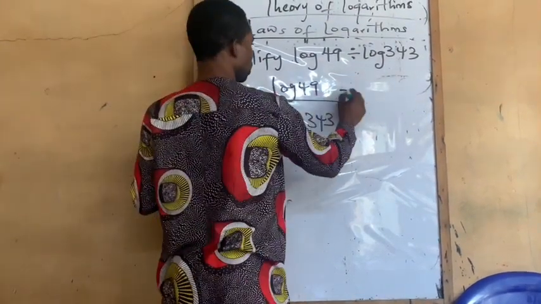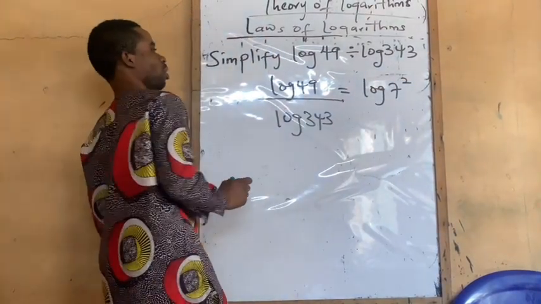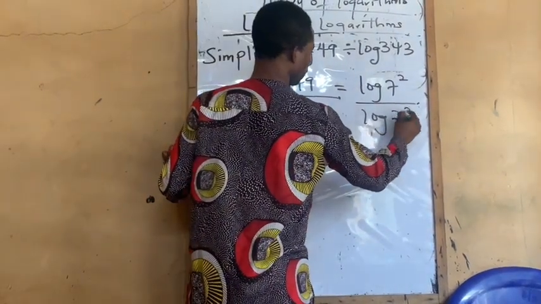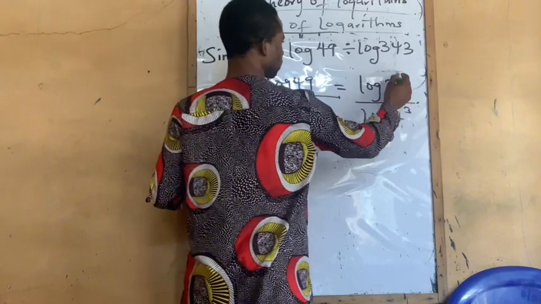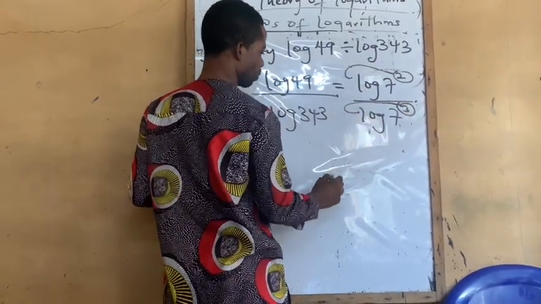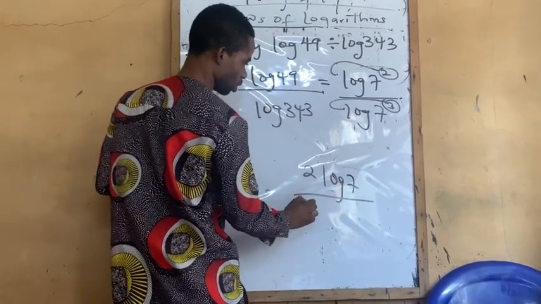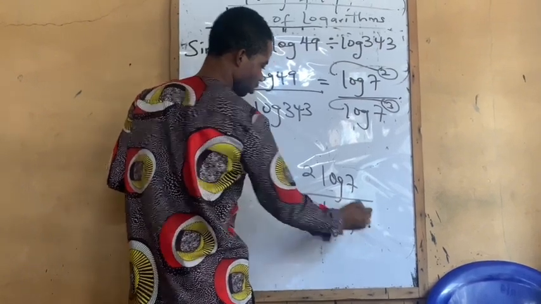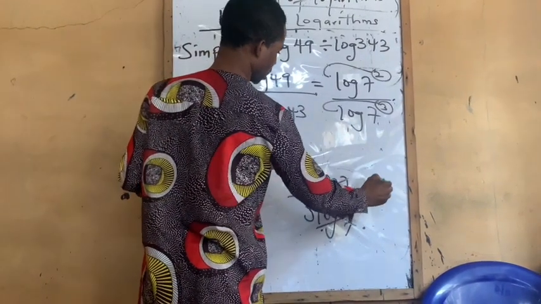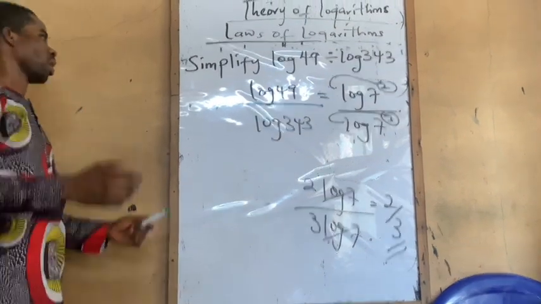Now let's solve for this. You know, log 49 can be log 7 raised to power 2, all over log 343, which is 7 raised to power 3. That means I can put this 2 to the front, and this 3 to the front. That means I'll have 2 log 7 over 3 log 7. Now, my students, we know that this can easily cancel this. So our answer will be 2 all over 3. As simple as that.